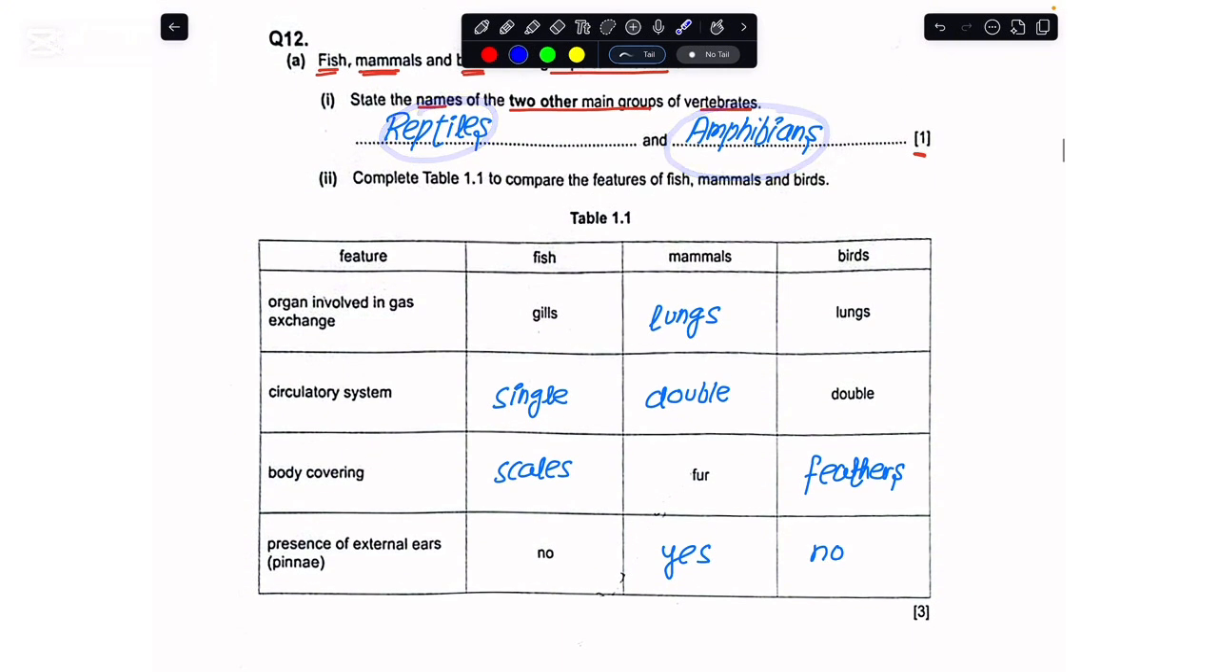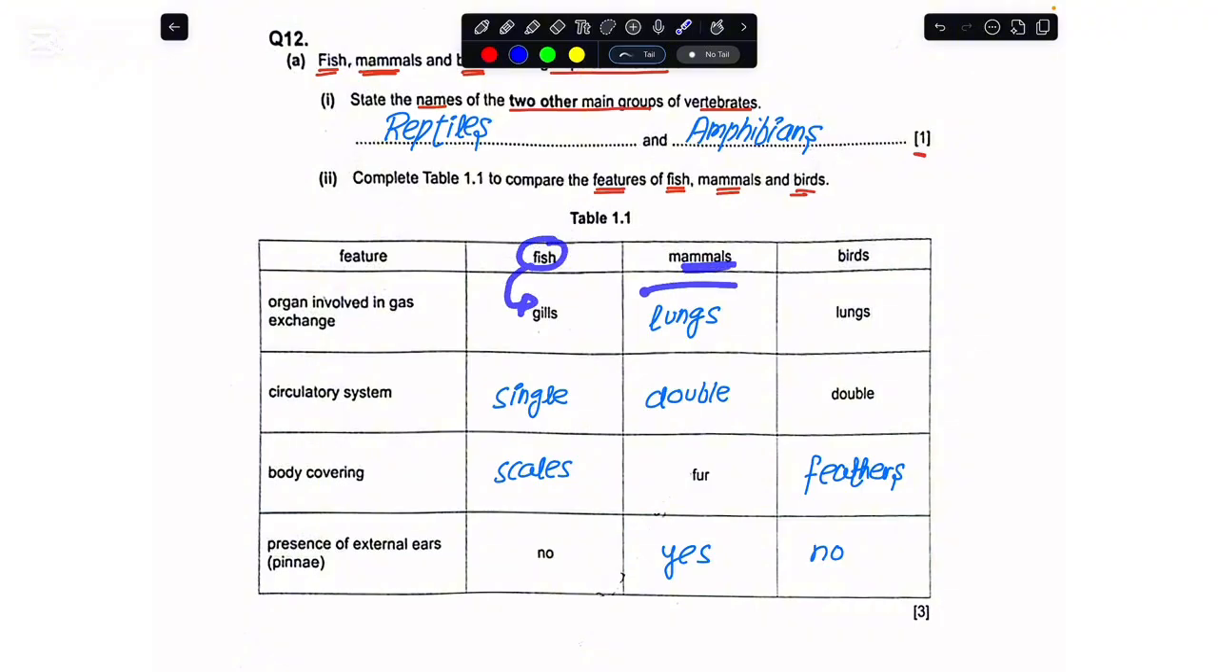Now, here they have given you a table where we are required to be comparing the features of the fish, the mammals, and the birds. Here you see we have got the feature, then here we have got the classes of the vertebrates. The first point which they have given here is that you are required to write the name of the organ which is involved for the gaseous exchange. So we know for the fish this is gills.